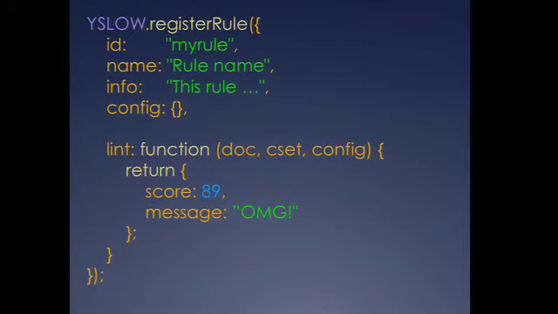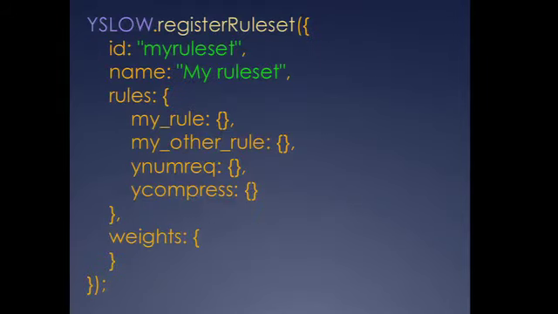And at the end, you just return an object saying, this is the result, this is the score that I give you for my custom rule, and any additional messages, and also optionally a list of offending components. And then there's the register rule set, which is just another object. You give it a name, and you say, OK, these are the rules that I want to be in my rule set. So you can use some of your custom ones, or you can use some of those that ship with Whiteflow, the Yahoo rules.